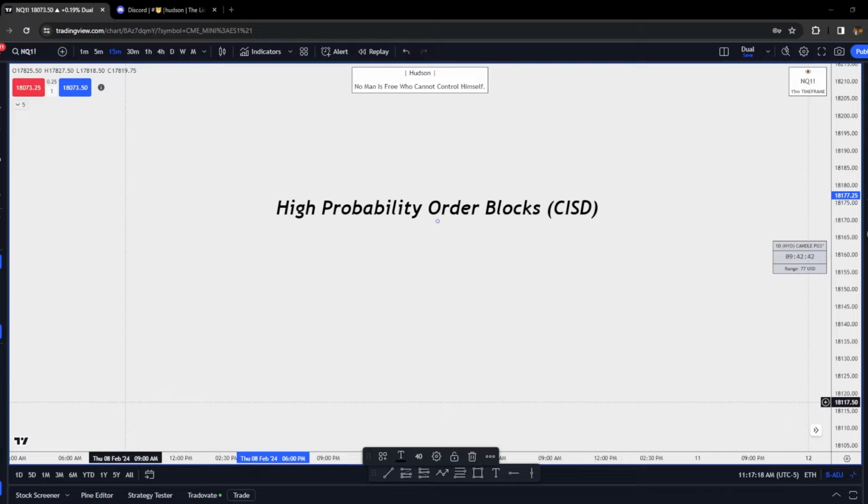What is good? Welcome back to the Trading Den, and in today's module we will be going over how to identify high probability order blocks, which is the change in the state of delivery.